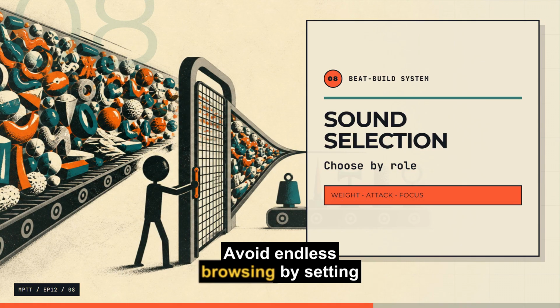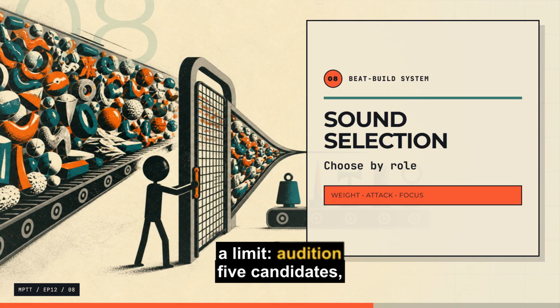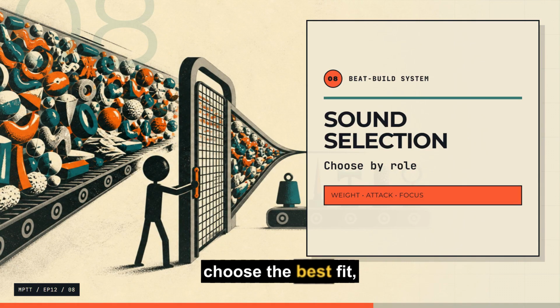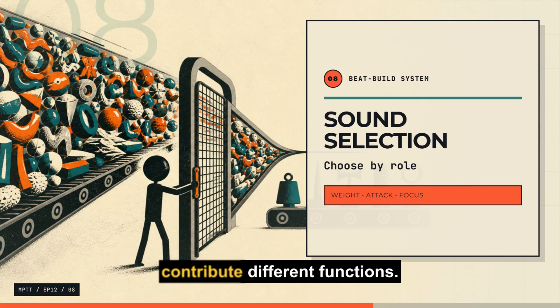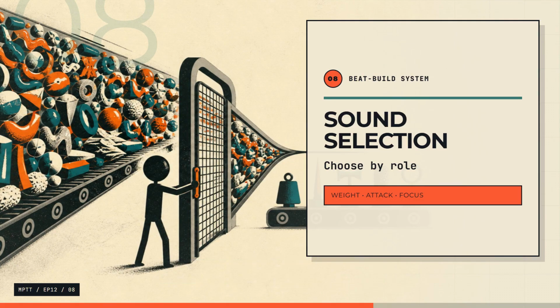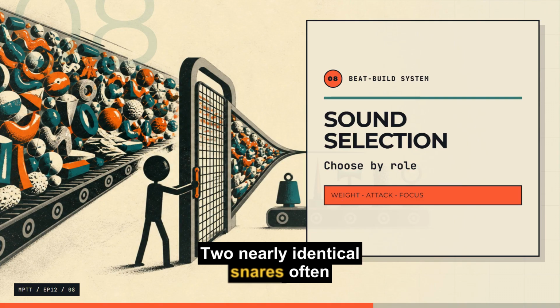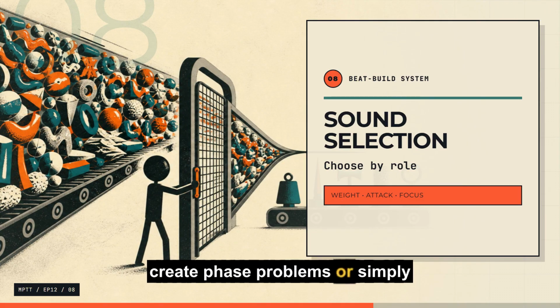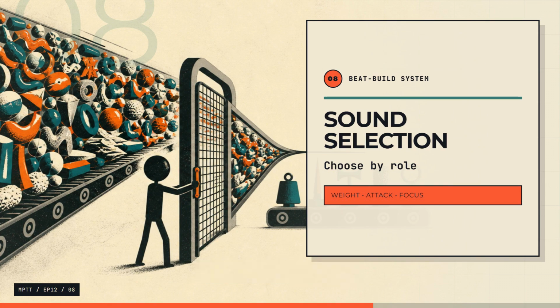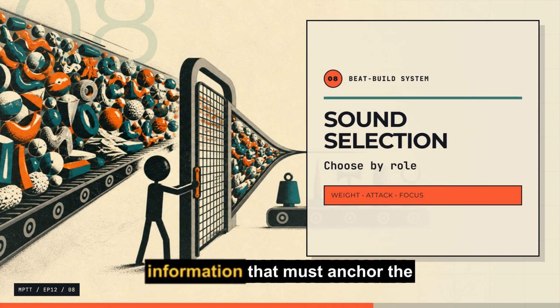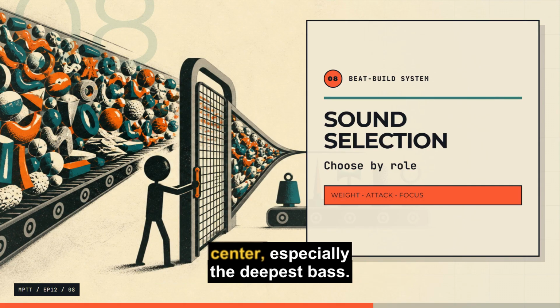Avoid endless browsing by setting a limit, audition 5 candidates, choose the best fit, and keep moving. Layer only when the layers contribute different functions. Two nearly identical snares often create phase problems or simply sound louder. A body layer and a short attack layer are easier to justify. Keep stereo width away from information that must anchor the center, especially the deepest bass.